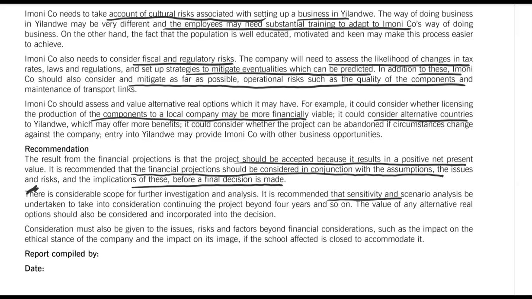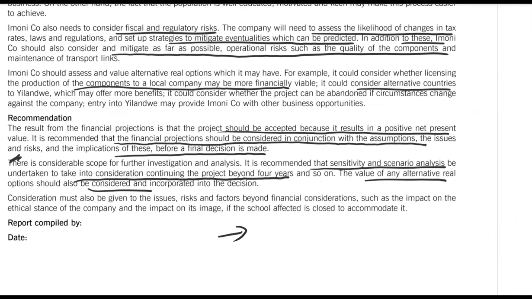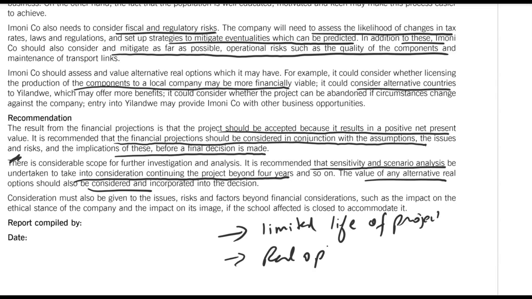It is recommended that sensitivity and scenario analysis be undertaken to take into consideration continuing the project beyond 4 years. The value of any alternative real options should also be considered. So remember one thing, always write about the limited life of the project. These are the general points you will write in every investment proposal question. You will write about the limited life of the project. You will write about the real options, scenarios, like what are the real option scenarios.